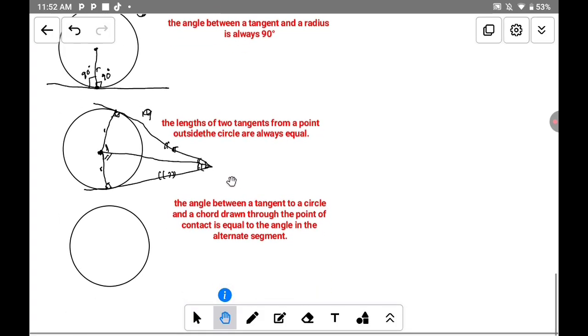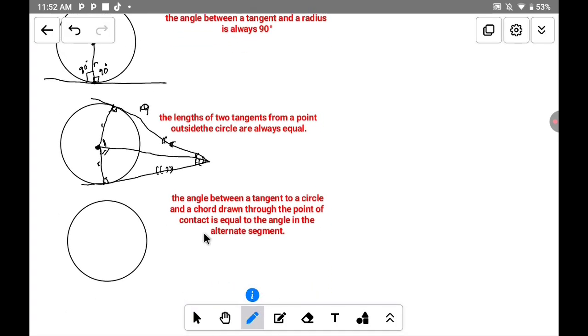I will explain it to you before we move to more examples. This will be theorem 10. It says that the angle between a tangent to a circle and a chord drawn from the point of contact is equal to the angle in the alternate segment. So let me say that we have a tangent. This is the point of the tangent.